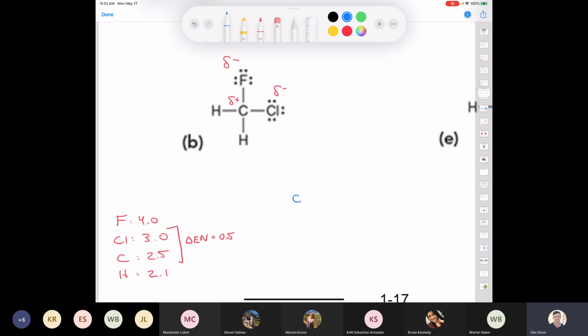So if I redraw the molecule like this, if it helps you to draw a dipole arrow because you would have learned those in general chemistry, by all means, go ahead and draw them. You have a dipole going this way, and you have another dipole going that way. Give me a thumbs up in the chat if you follow me on this, the whole concept of a polar covalent bond.